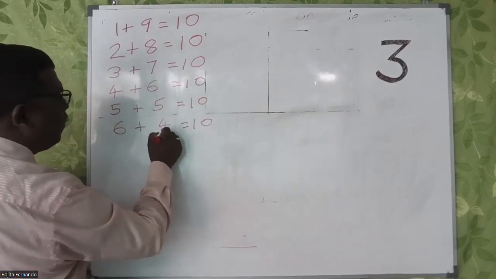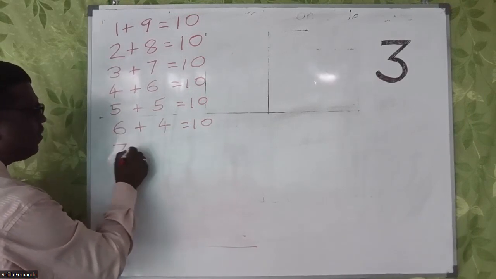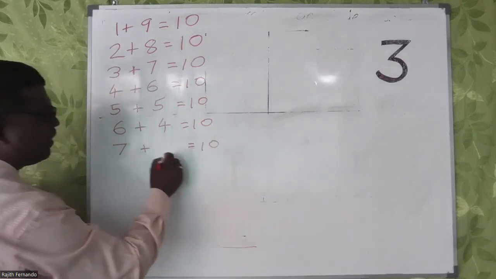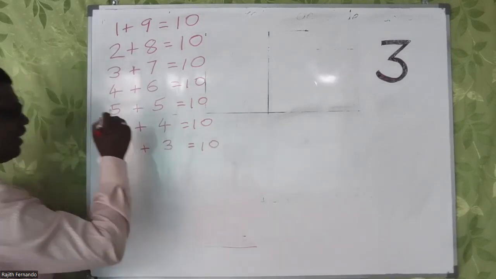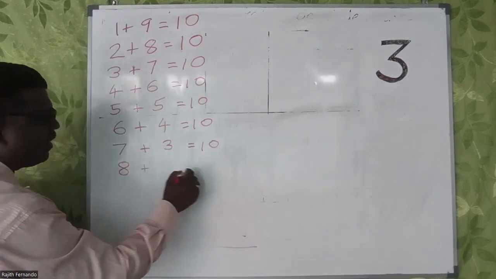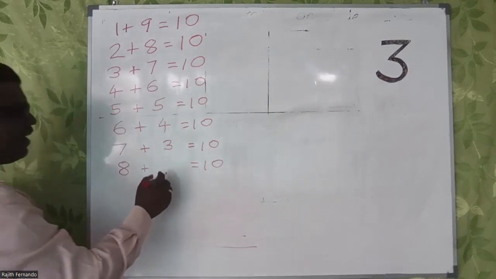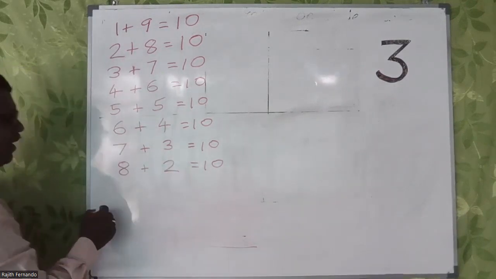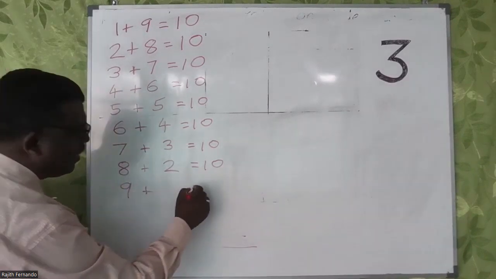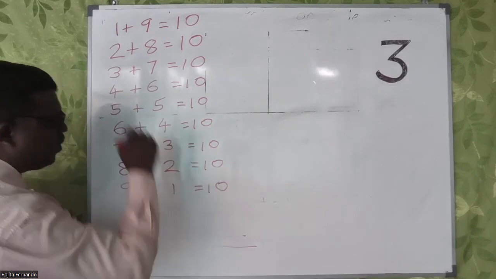That is 4. And what value should I add to 7 to get the answer 10? That is 3. And what value should I add to 8 to get the answer 10? That is 2. And to 9, what value should I add to get the answer 10? That is 1.